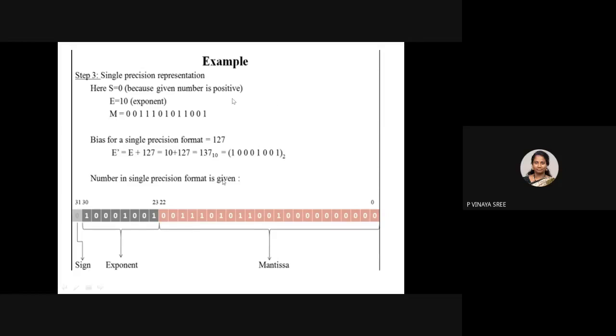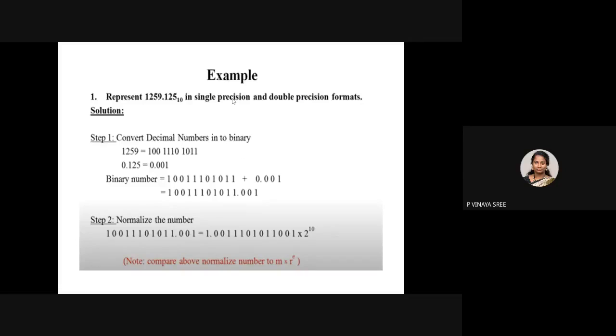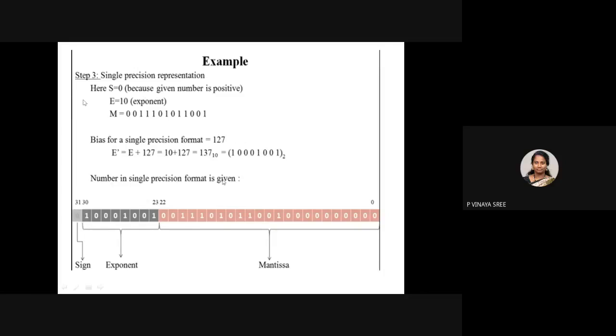So first we need to fill the sign. Based on the given number, is the sign positive or negative? See this number. Is it positive or negative? No, it is not mentioned as minus. So it is a positive number. If it is positive, what do we write in place of the S bit, 0 or 1? 0 indicates positive, 1 indicates negative. Because the given number is positive, we write S equals 0.